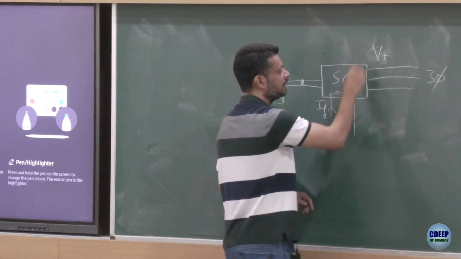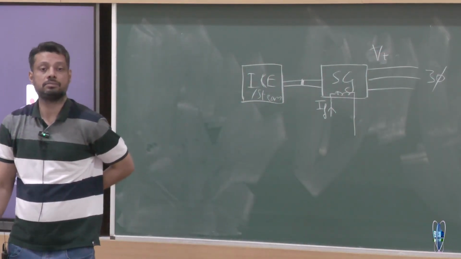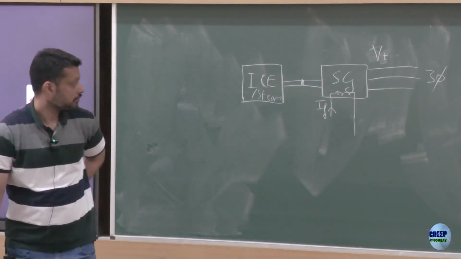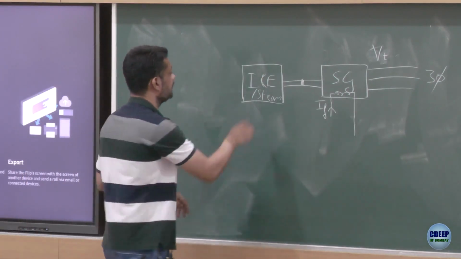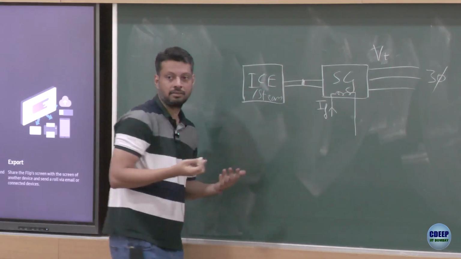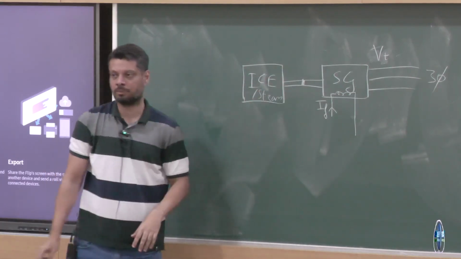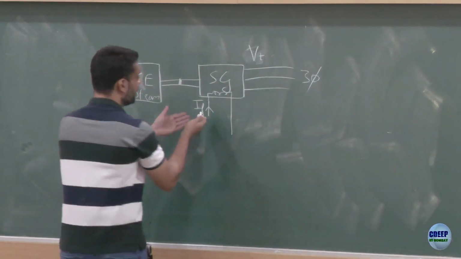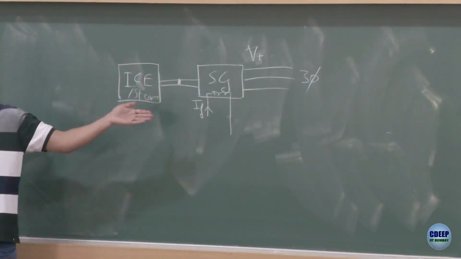Right. EF is something internal. This is ICE, internal combustion engine, or it could be a steam engine or steam generator, or some mechanism through which you are rotating the prime mover. How do you get this IF, right? How do you get this IF? This is a DC IF, right?